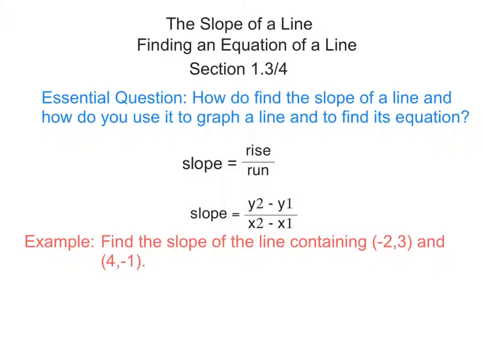So let's look at an example here. Let's say we're asked to find the slope of a line containing the points minus 2, 3, and 4, minus 1. So if we use the definition of y2 minus y1 over x2 minus x1, we've got the slope equaling minus 1 minus 3 over 4 minus a minus 2, which is equal to minus 4 over 6, which is equal to minus 2/3.